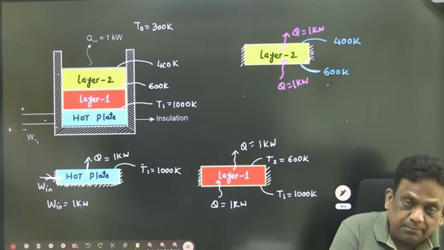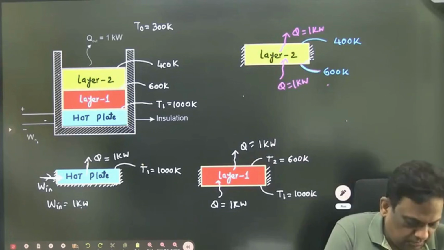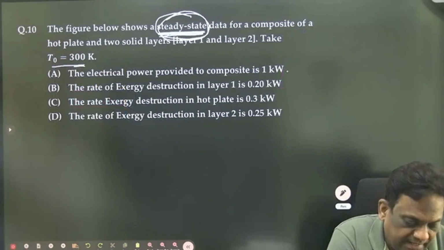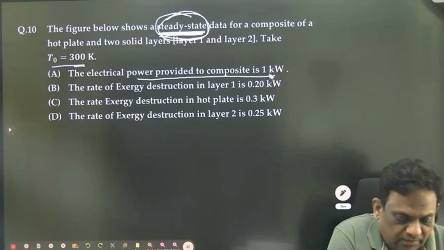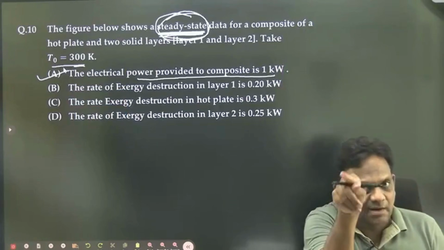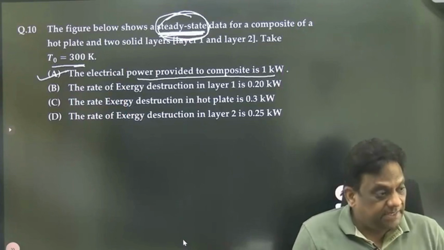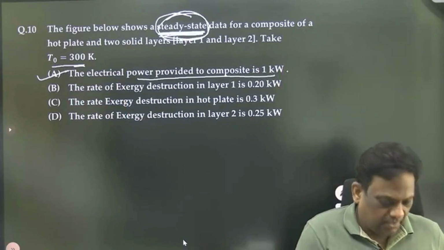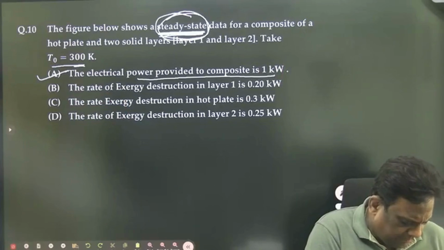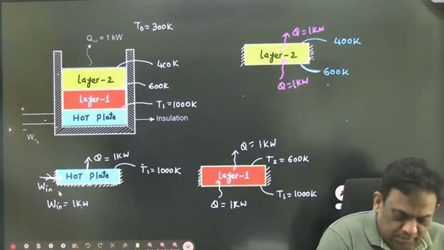Now, what is the work input, sir? It should be 1 kilowatt. First, look: the power input provided to the compressor section is 1 kilowatt. Is the electrical power input of 1 kilowatt correct? It is 100% correct, sir, because he is asking for the electrical power input. So, the electrical power input is 1 kilowatt.